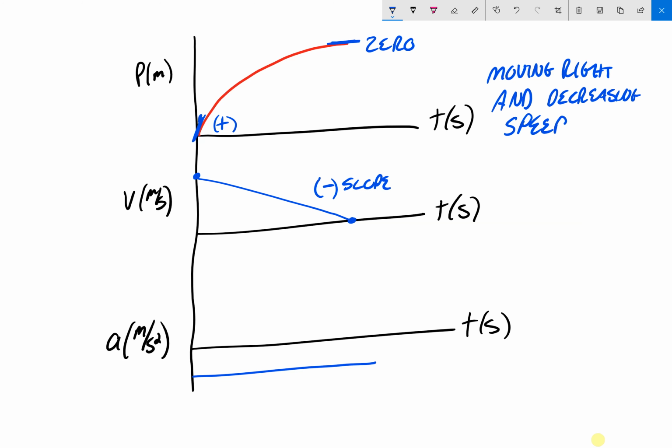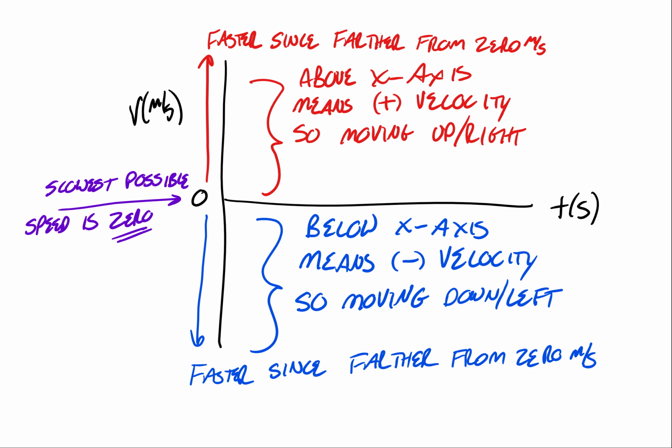So maybe at this moment, you're like, why are we moving right? If that's the case, sorry for the lame effects there. Please freeze this and remember that anything above the x-axis in a VT graph means positive velocity. Anything below means negative velocity. You're moving left. The farther you are from the x-axis, the faster the object is going.